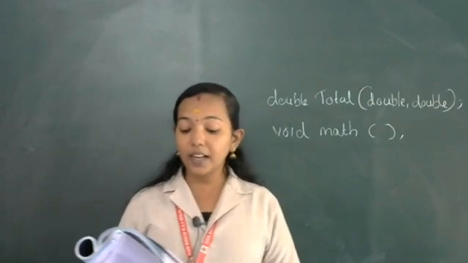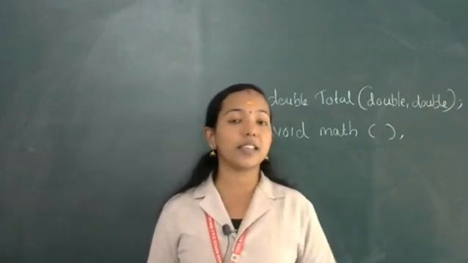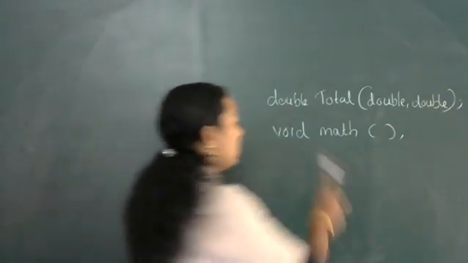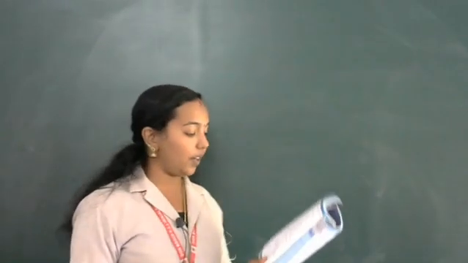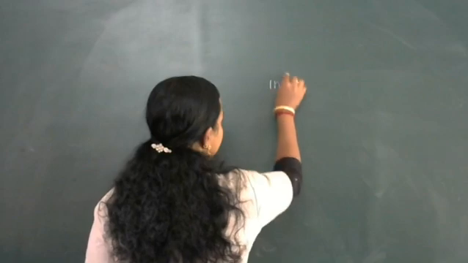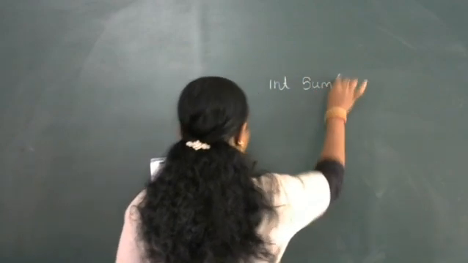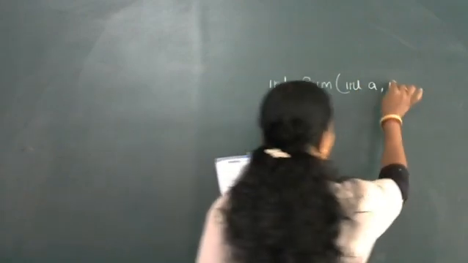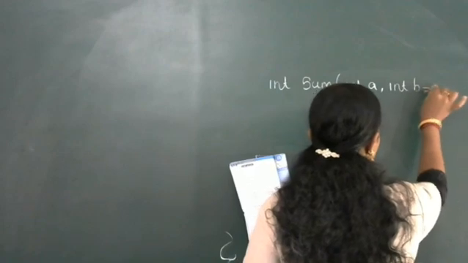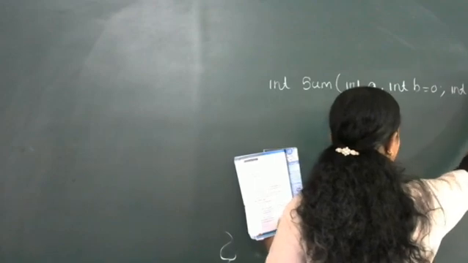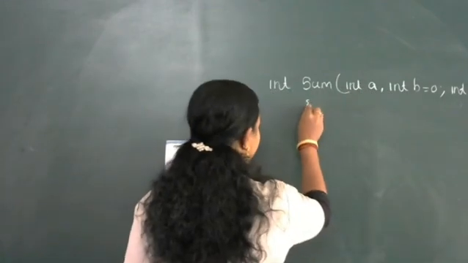Then, write down the process involved in recursion. A recursive function is a function calling itself. Then another question. Here one C++ statement is given. Look at the following function: int sum(int a, int b = 0, int c = 0) { open the bracket.